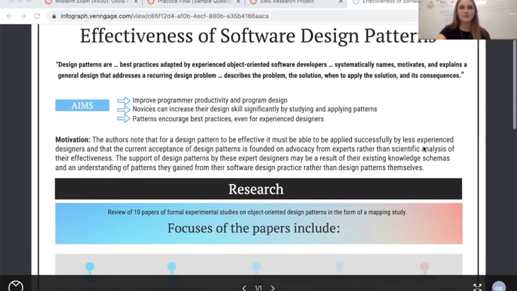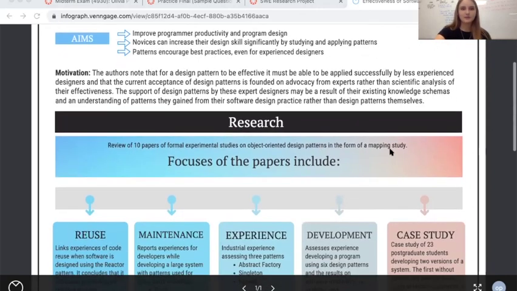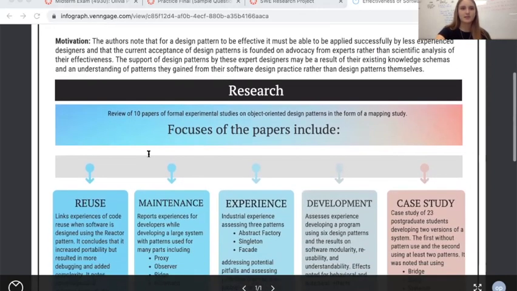The authors realized that the widespread acceptance of design patterns may be based on the advocacy from expert designers who may be biased by their existing knowledge schemas, and that this might not translate to inexperienced designers, which by their definition would mean that design patterns alone aren't exactly effective. They conducted a mapping study reviewing 10 formal experimental studies on object-oriented design patterns.